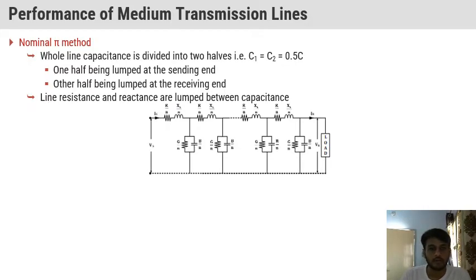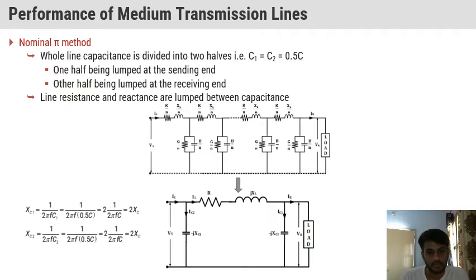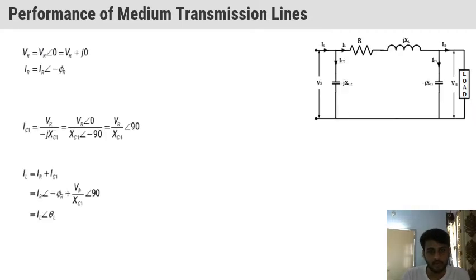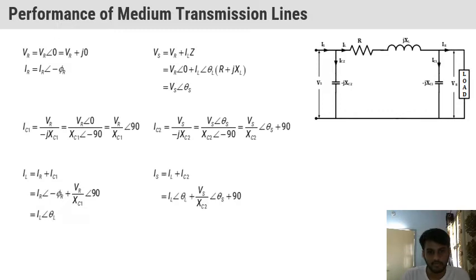Now the third and last method is the nominal pi method. In the nominal pi method, the whole line capacitance is divided into two halves, C1 and C2. The circuit is like this, with XC1 and XC2 divided into parts. So definitely our formulas will change here.